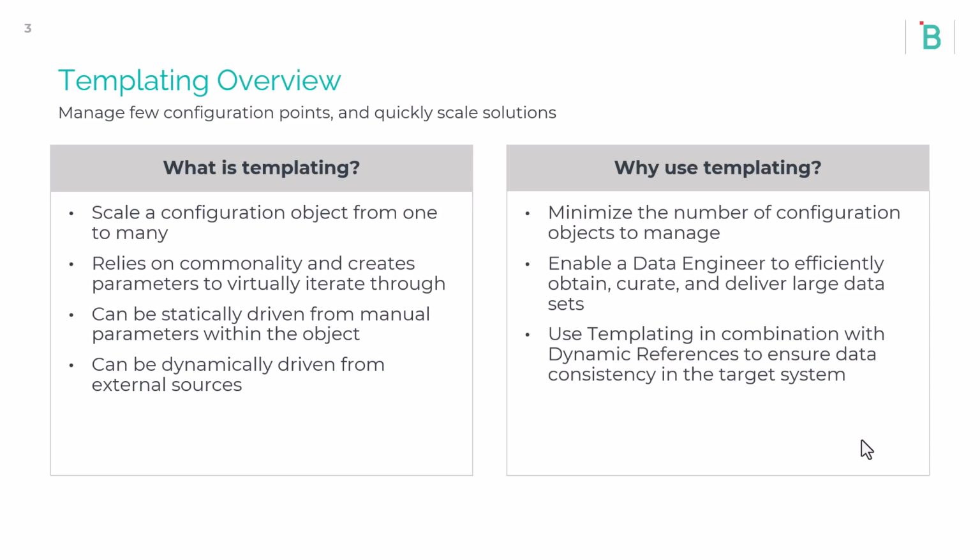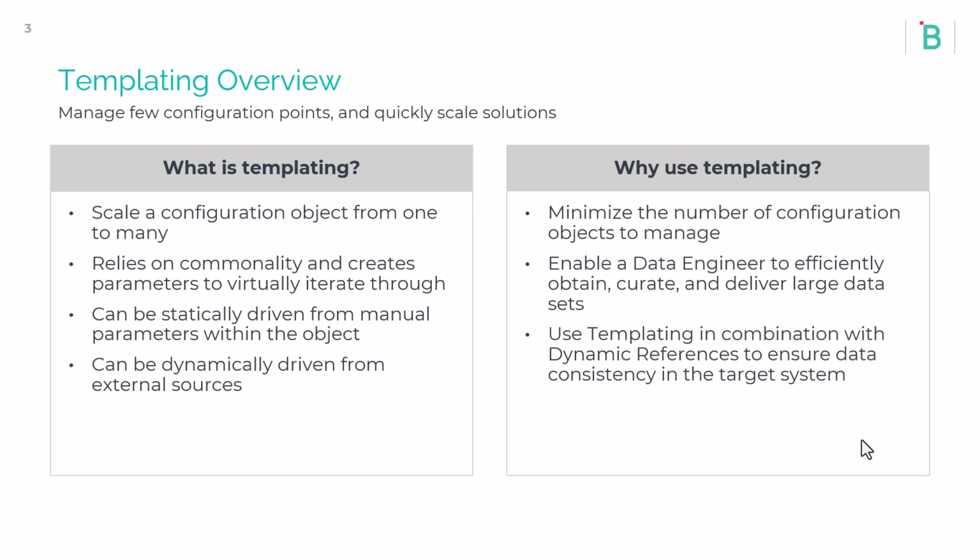What is templating? Templating is a way to manage fewer Intelligence Hub configuration objects and quickly scale solutions. Template parameters provide the ability to take an Intelligence Hub configuration object from one to many. And this concept relies on commonality between source data sets. And we use this commonality to create patterns to virtually iterate through data. Template parameters can be statically driven from manual entries in the configuration object or dynamically by obtaining data from external sources.